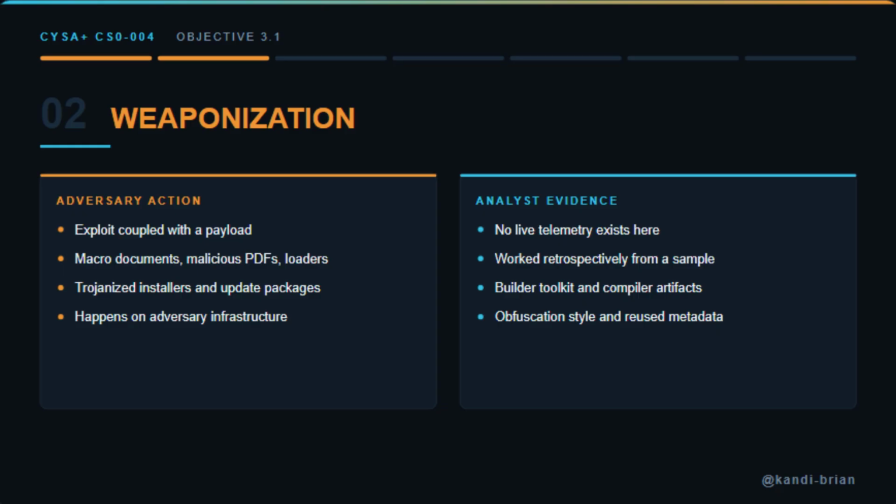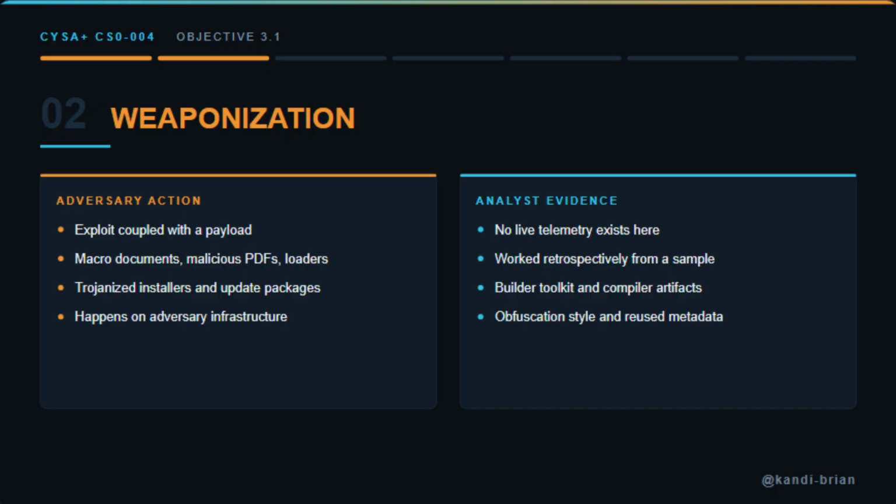So here's the part that candidates sometimes struggle with on the exam. Weaponization happens entirely on adversary-controlled infrastructure. You don't have weaponization telemetry. There's nothing to detect in real time because nothing has touched your environment yet. So what do you do with the phase? You work it retrospectively.